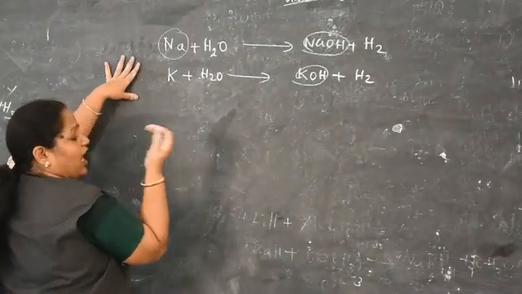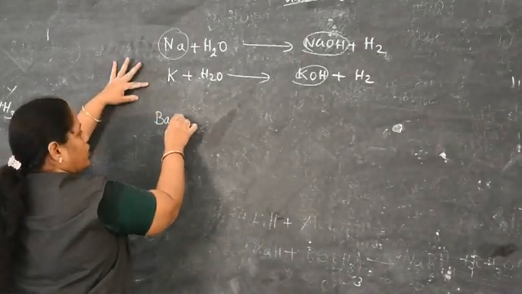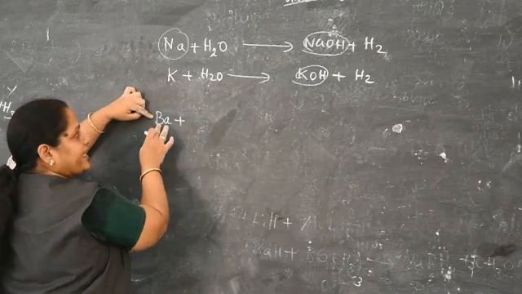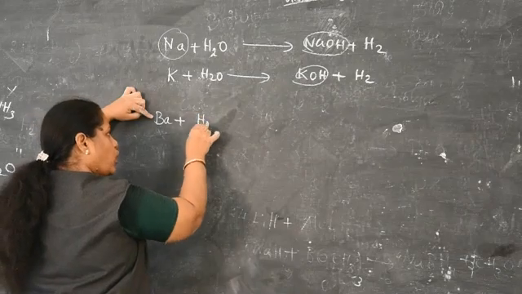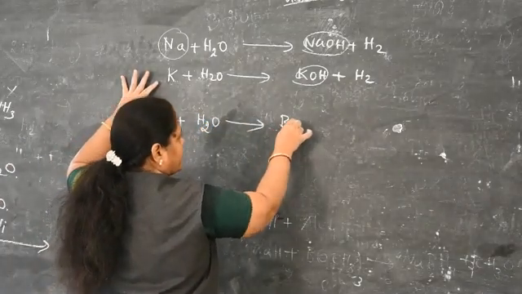Next, alkaline earth metals like barium also. Barium is an alkaline earth metal, a second group element. It reacts with water in a slow manner. It also forms barium hydroxide.